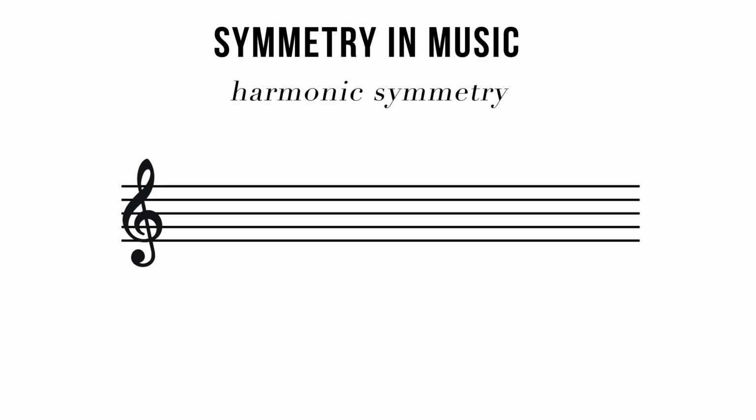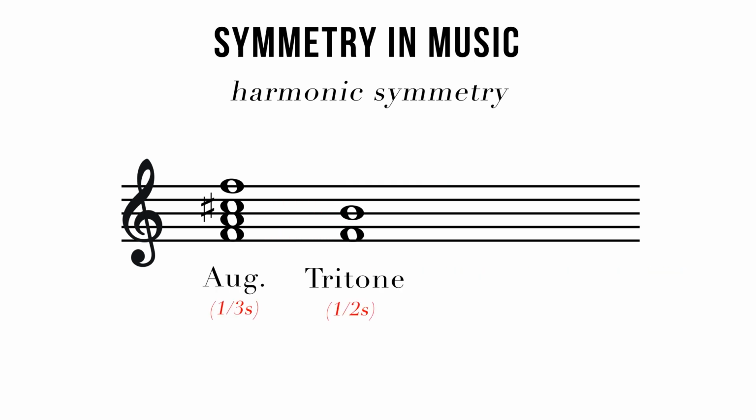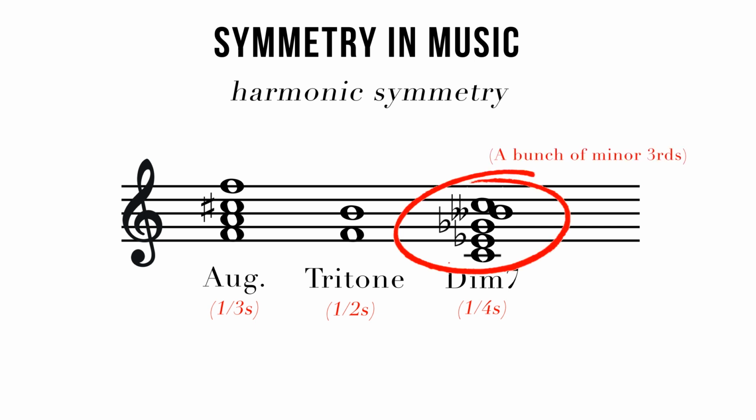And it's not just progressions that can be symmetrical, the chords themselves can be symmetrical too. Like the Augmented Triad, which is just a series of major thirds. This chord evenly divides the octave into thirds, much like the tritone evenly splits the octave into halves. And much in the same way that the fully diminished 7 chord splits the octave evenly into fourths, as it is just a series of minor thirds.